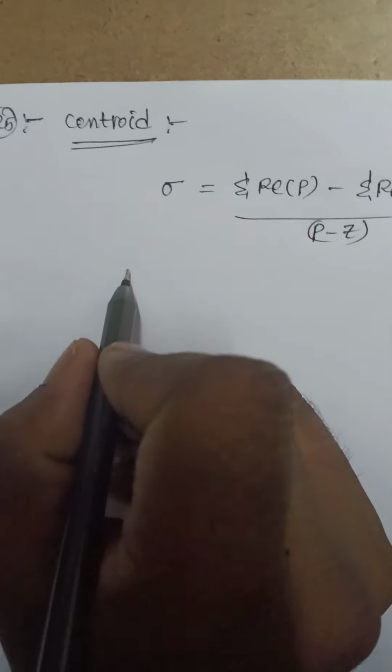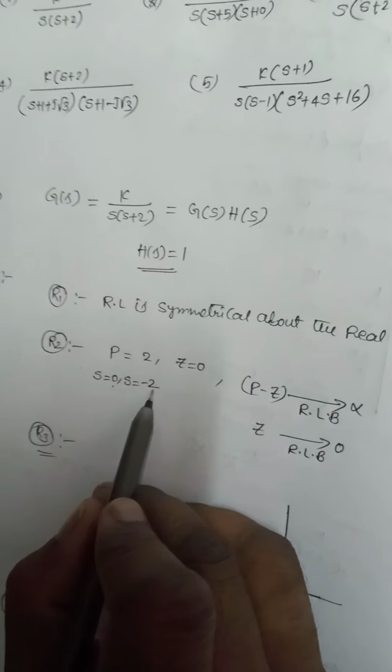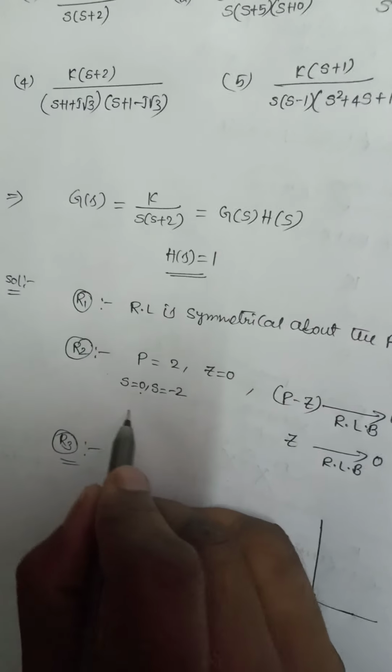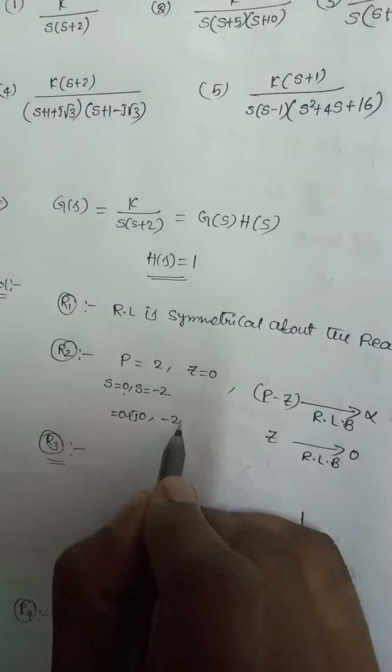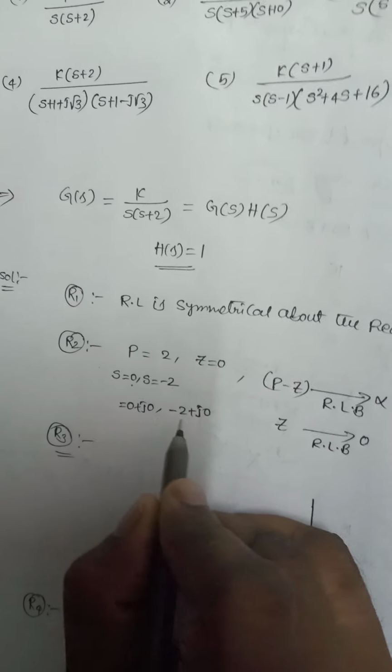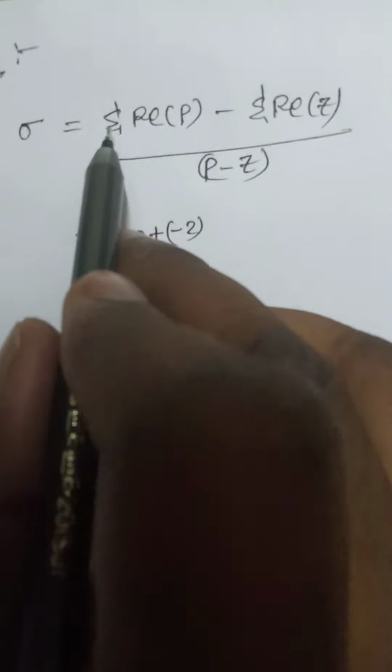So what are the real parts of poles here? These are the poles here: S is equal to 0, S is equal to minus 2. This can be written as 0 plus j0. The next root can be written as minus 2 plus j0. So the real parts of the poles here are 0 and minus 2. So let us substitute here 0 plus minus 2. Why? Because it is a sigma summation, so it is a real part.